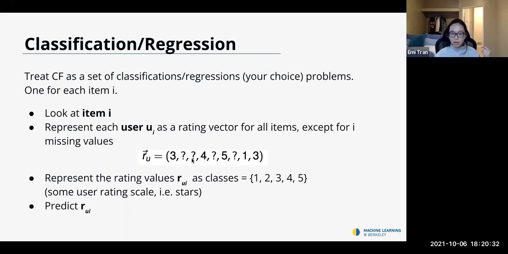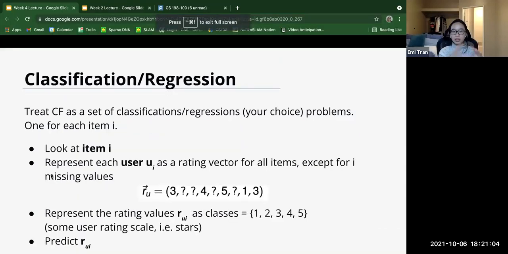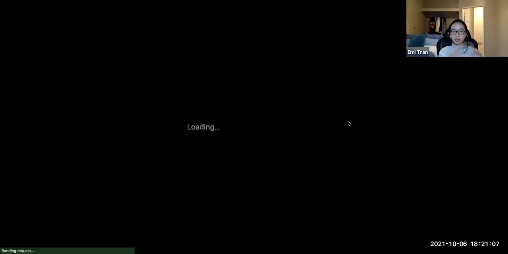But let's say a new data point is introduced, and it has question marks, and the other ones are complete. So how do you compare an incomplete and a complete rating vector? In order to do that, you're going to add a little bit more assumption. We're going to simplify the problem even more to look at the distance between an incomplete and a complete vector.